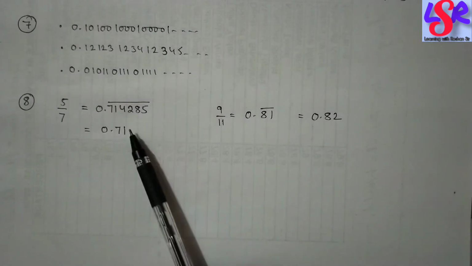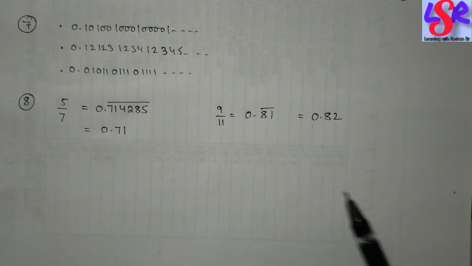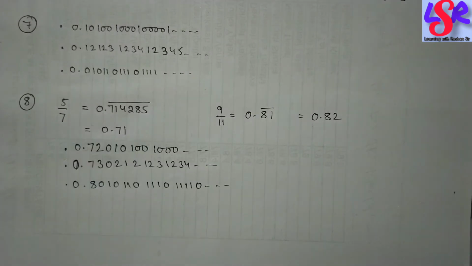Here we have to find 3 different irrational numbers between the rational numbers 5 by 7 and 9 by 11. We have got the value of 5 by 7 as 0.71 and 9 by 11 as 0.82, and we will be finding 3 different irrational numbers between these two, and here we have got 3 different irrational numbers between these two.